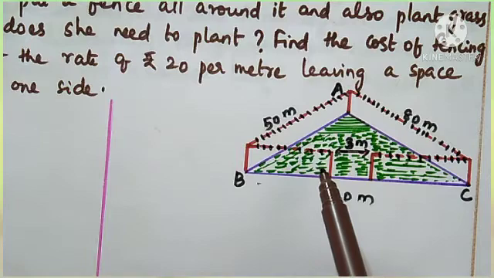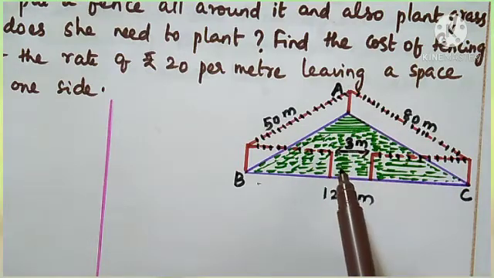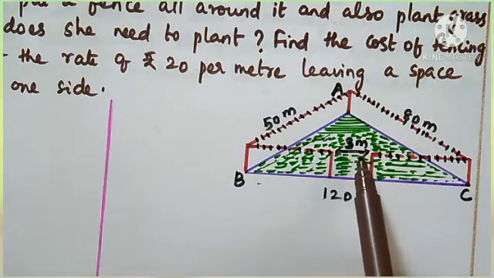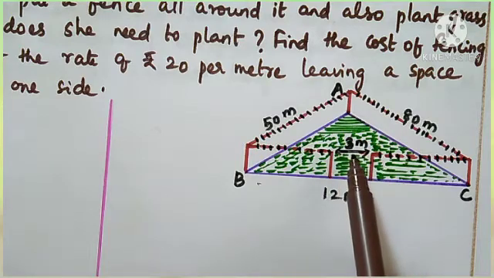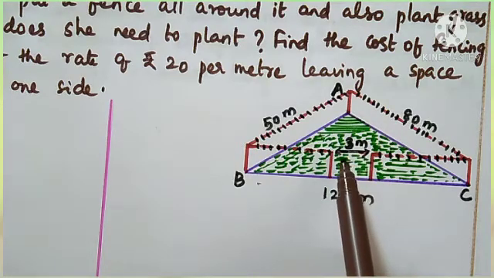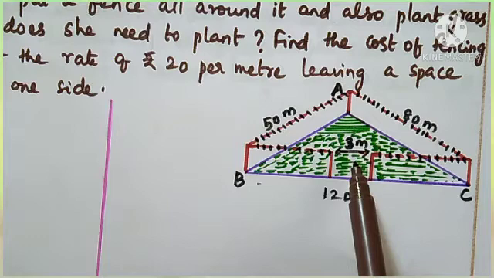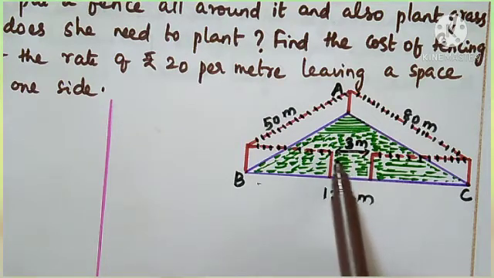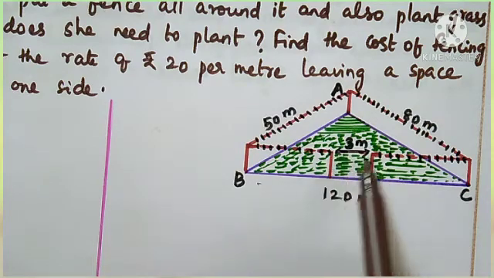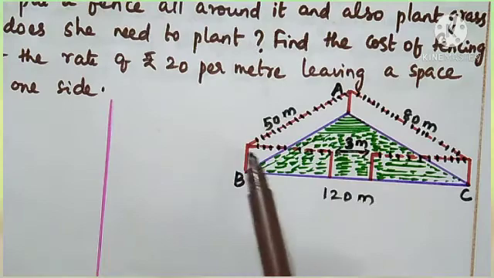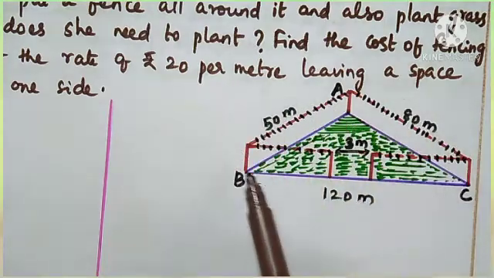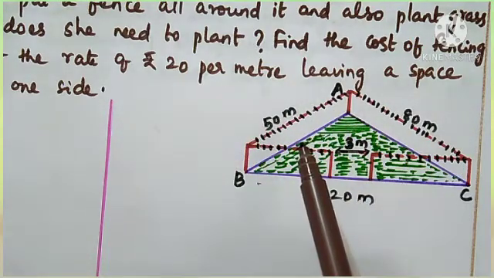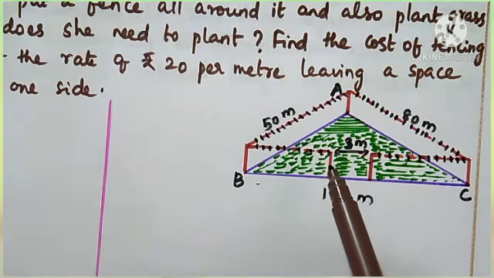And it is also said that when you are fencing, one side of the park is left for putting a gate there. And that width is given 3 meters. So this much we want to leave for putting a gate and completely we want to fence with the barbed wire. So that is the question.